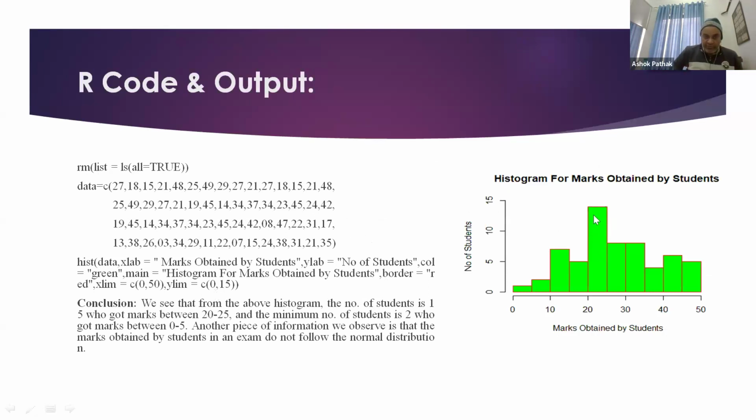How many marks are most of the students getting? What information are you getting from this histogram plot? What is your observation? Around 15 students have got around 25 marks. Maximum 14, 15 students have got 24, 25 marks. And how many students are getting the least marks?